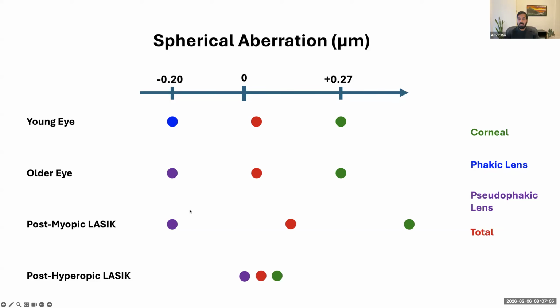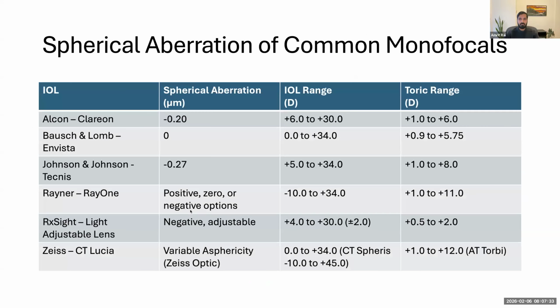So instead, for these eyes, a neutral SA IOL, like the Invista, or an IOL with positive spherical aberration often works best. And for post-myopic LASIK, we can do even better by using an IOL with even more negative spherical aberration. Now we have to remember that our primary focus should still be to address the defocus and the astigmatism. The lower order aberrations are more important before we start worrying about correcting our higher order aberrations.